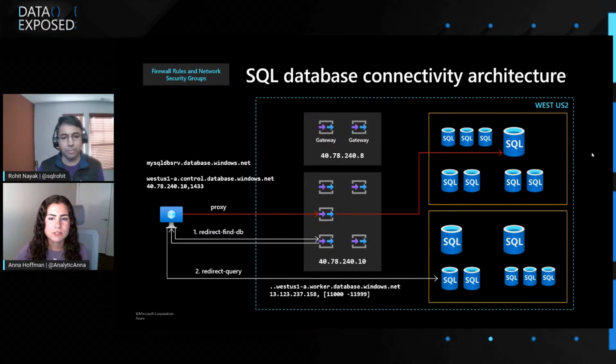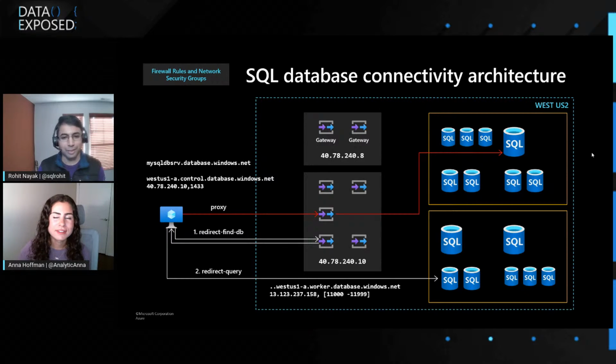Gotcha. No, it's definitely useful to understand how this connectivity works. One quick question I have: you mentioned the defaults, and the default for outside of Azure is proxy, but earlier you mentioned that redirect is more efficient and better. So why don't we do redirect for everything by default?